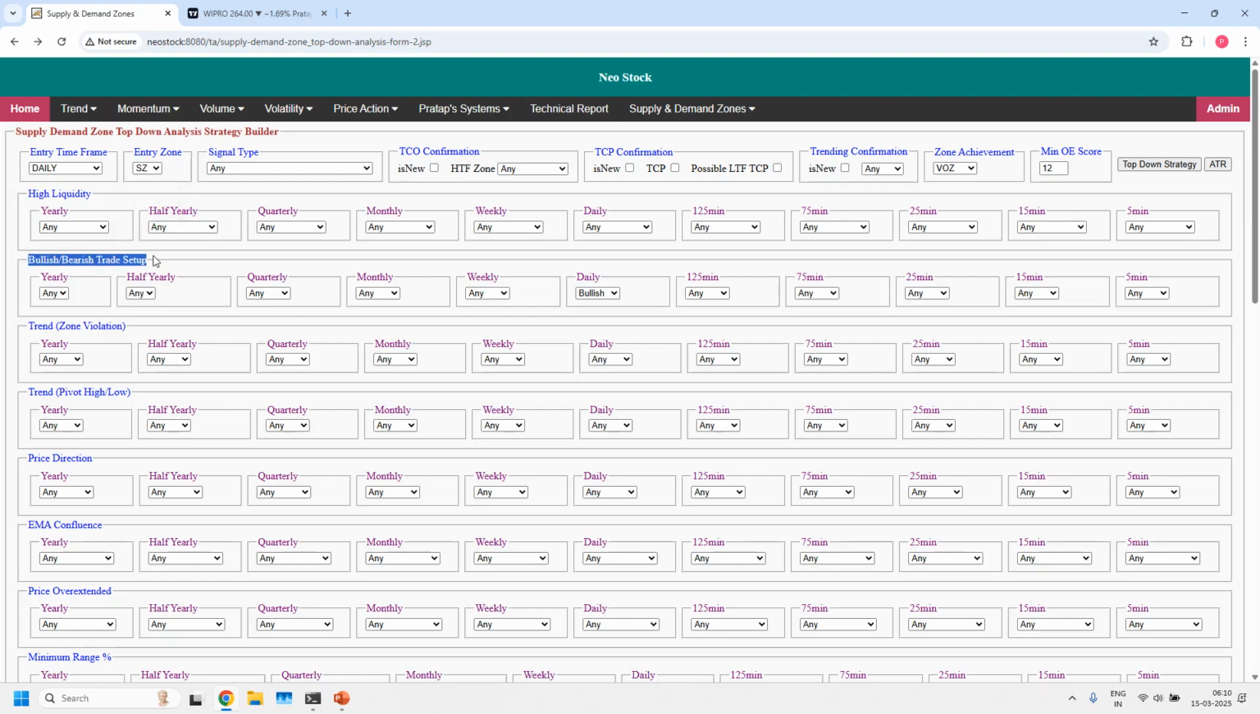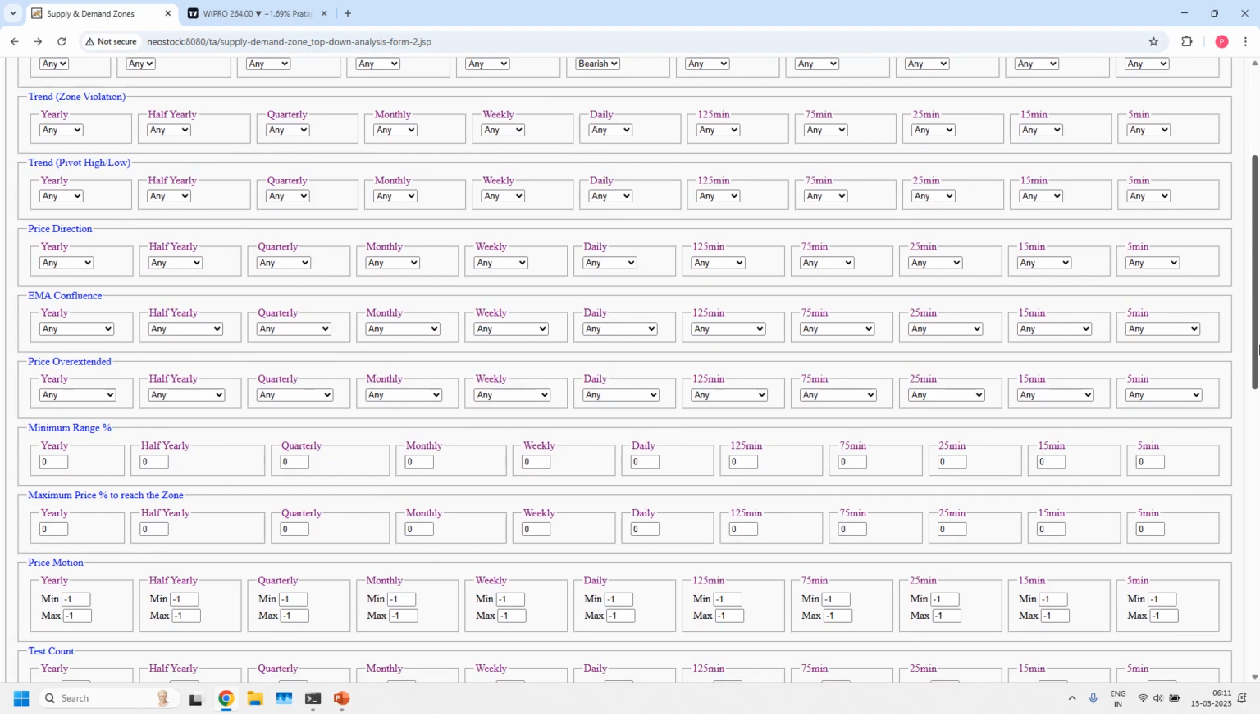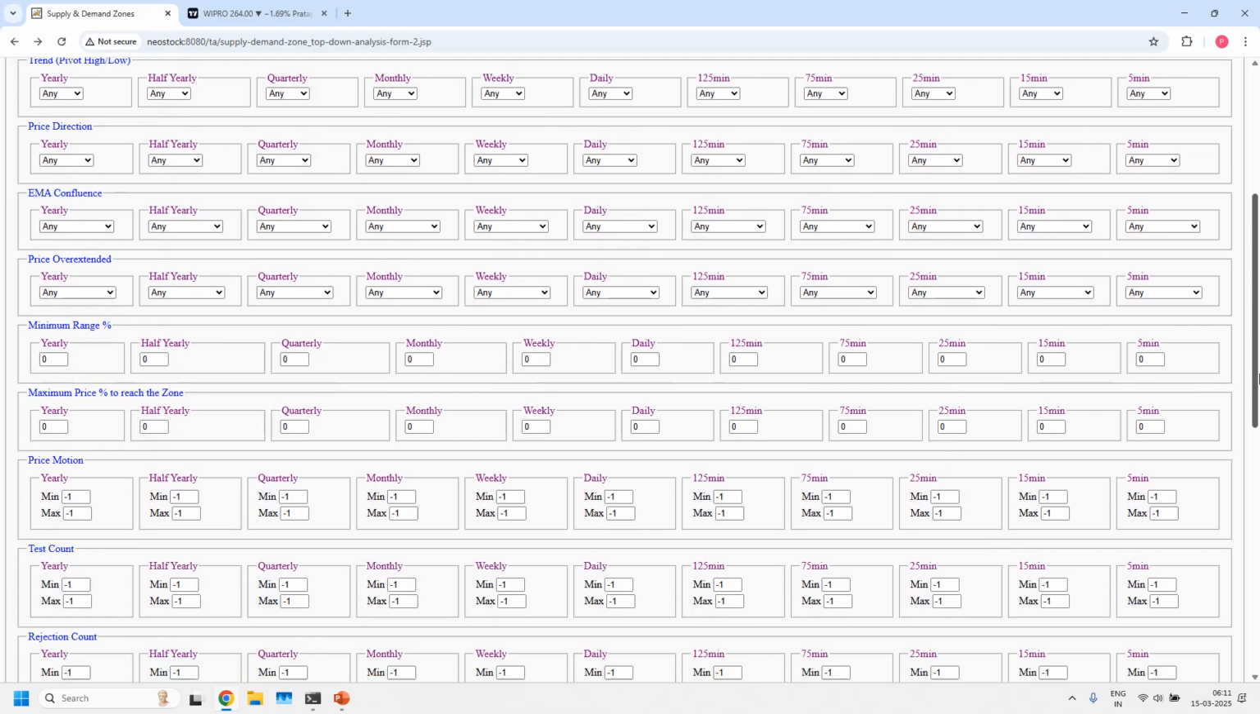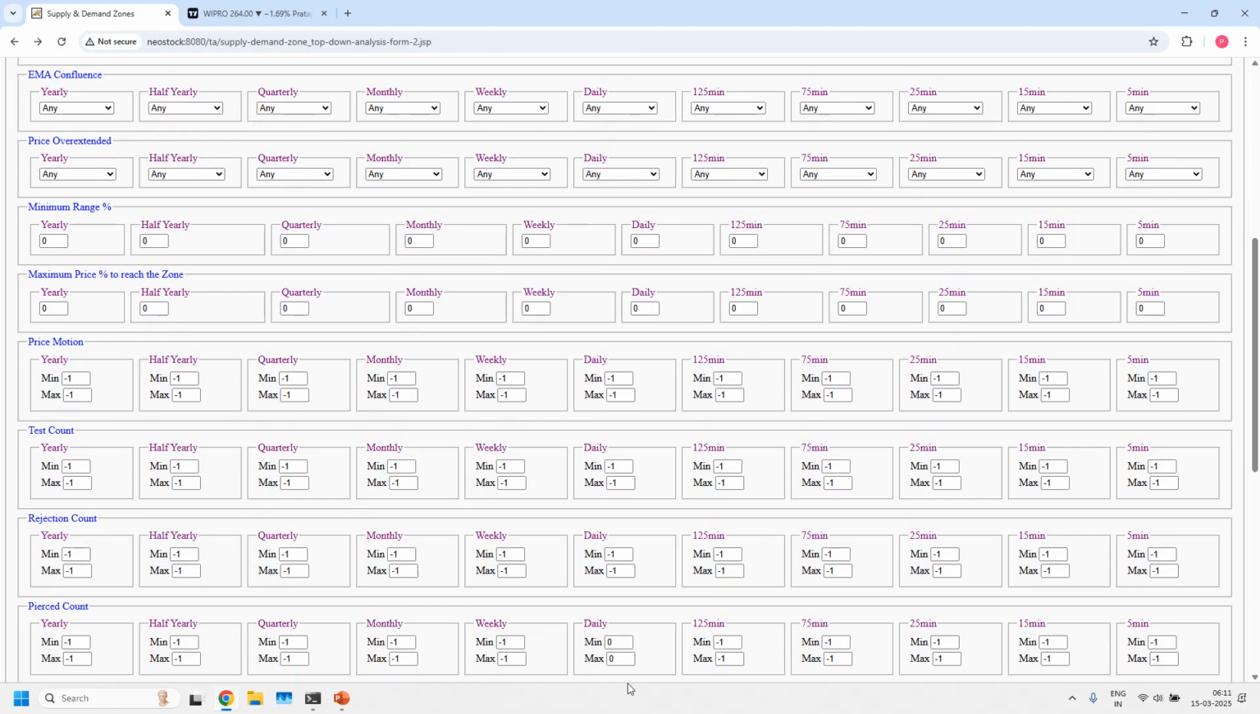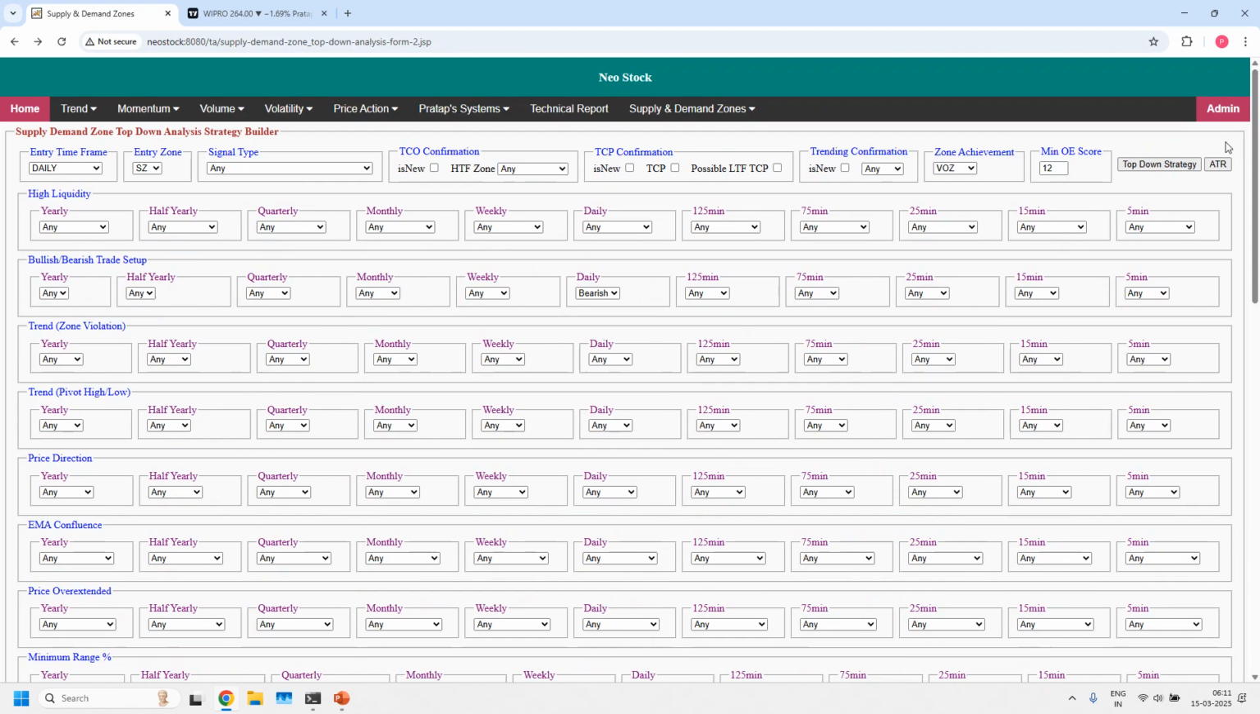And also in bullish or bearish trade setup at entry time frame daily, this time you have to select bearish. And the remaining three filters are the same. Zone achievement is violated opposing zone. Minimum odd enhanced score should be 12. And the pierced count on the daily should be minimum value 0, maximum value 0. See here on the daily time frame, minimum value 0. So whatever filters we selected earlier, they are still valid.